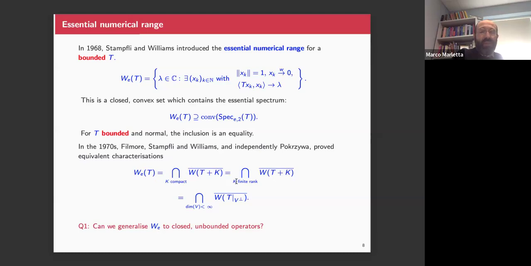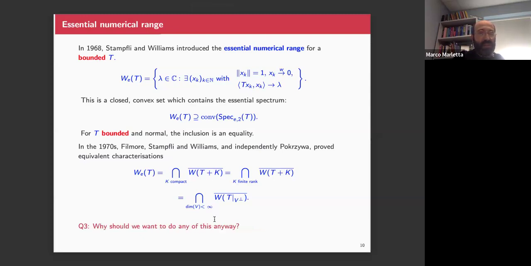You could take a finite rank bounded operator K, do the corresponding thing, and again you'd get back to the same set. And then you can also restrict the operator to spaces of finite codimension, take their numerical ranges, close them, and intersect over all spaces of finite codimension, and you will again get the essential numerical range of T. The fact that these are all equivalent depends very heavily on the fact that T is bounded. And so question number 1 is, what can we say then about unbounded T's? And if we do manage to say something, if we choose one of these, will it be equivalent to all the others?